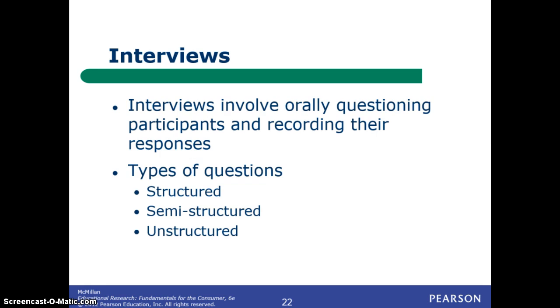The fourth form that Macmillan addresses in terms of measurement is the interview. You can say that there are 3 forms of questions that he views in terms of interviews. They're structured, semi-structured, and unstructured.